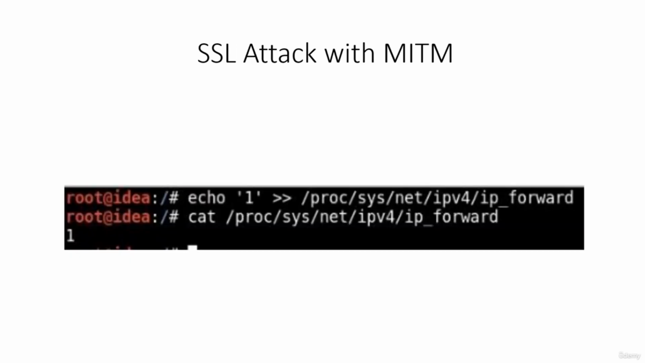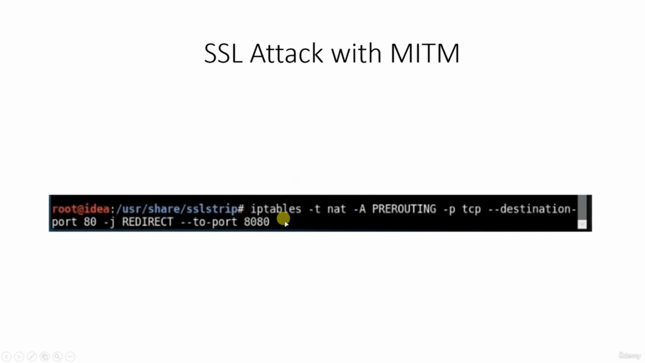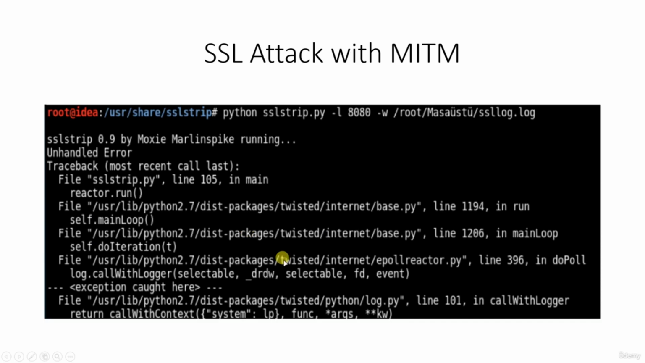As you can see, this command is for enabling the IP forward property. Then we are going to use iptables -t nat -A. You are changing the iptables command in the terminal. As you can see, the destination port would be 80, and it will be redirected to the port of this. After that, the SSLstrip command will be this. As you can see, this is the log file and this is the SSLstrip Python file. So this is the command in the terminal.